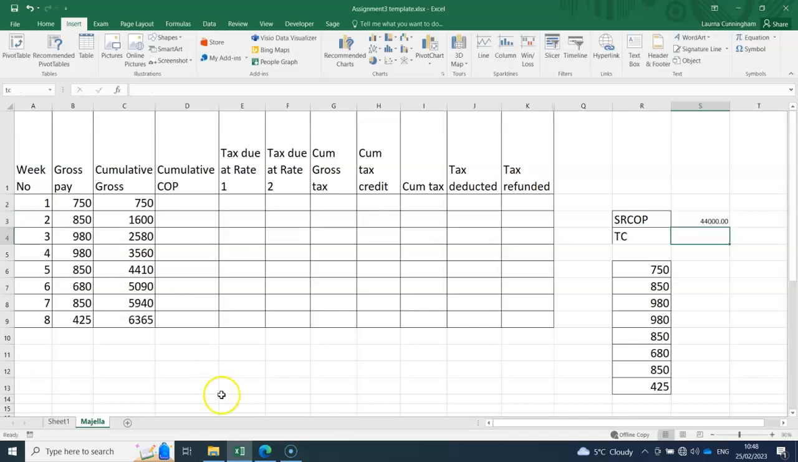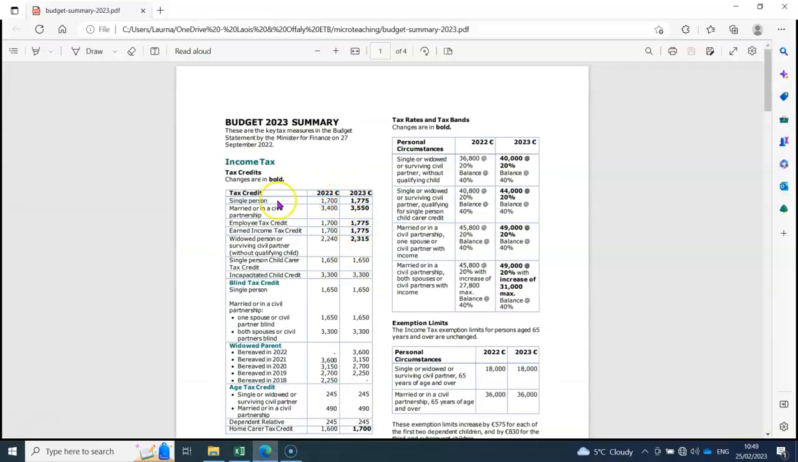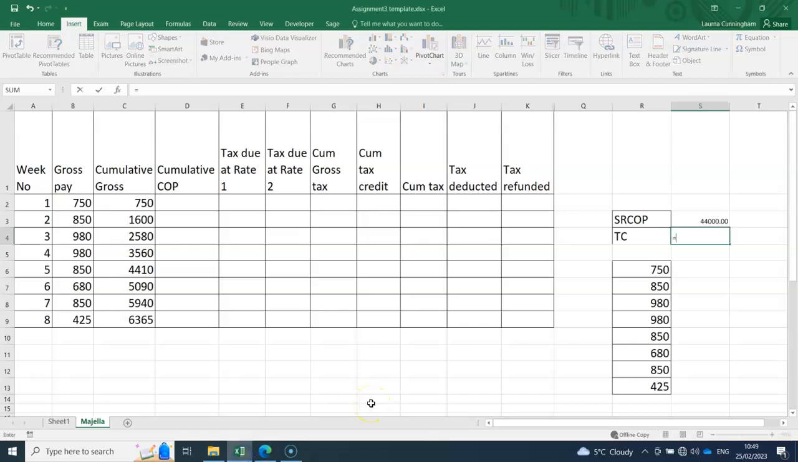So the tax credit then, so as a single person with a child, she qualifies for the single person tax credit of 1775. She qualifies for the employee tax credit because she is an employee, and she qualifies for the single person child carer tax credit of 1650. So that's 1775, 1775 here, and 1650. Okay, so I'm just going to add those up. So 1775 plus 1775 plus 1650. Okay, now again, revenue would advise you of those, so you wouldn't be making them up for individuals. It would be based on what revenue have advised you.